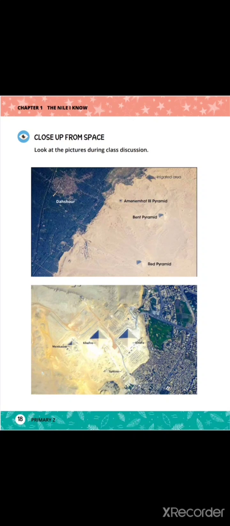Now turning to page 18, close up from space. These two maps are taken by a satellite. A satellite is a camera fixed in space where it takes pictures of galaxies and the Earth planet.